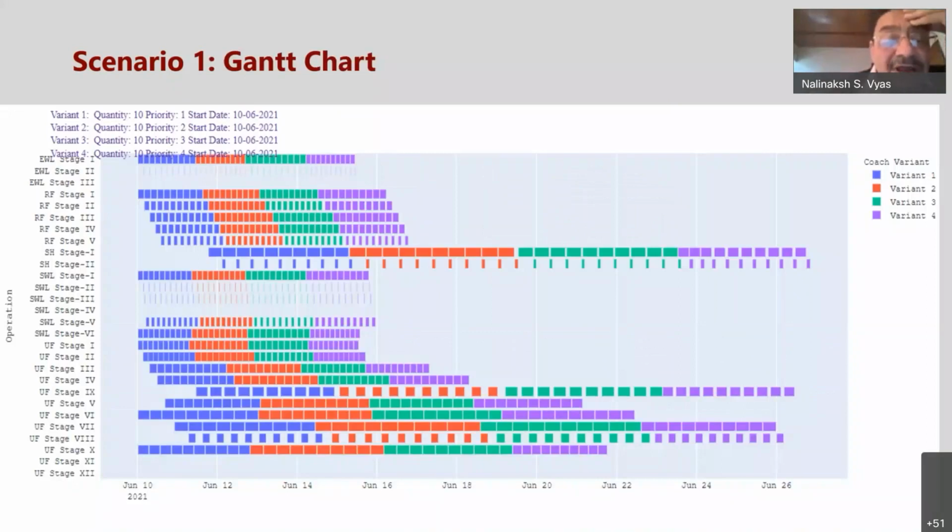This Gantt chart shows that these colors indicate different variants, different orders. So blue is one order, and what operation is being performed for blue, what is the start time, end time, and then this red order is taken up, then the green order is taken up, and then the violet order is taken up. Here everything occurs in a sequence. The idea is that there should not be any gap between the operations. It should be as tightly packed as possible so that maximum utilization under ideal conditions takes place.